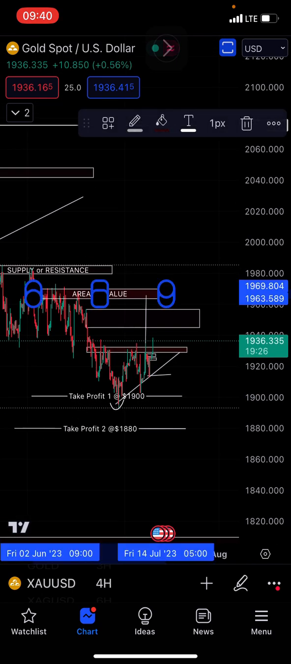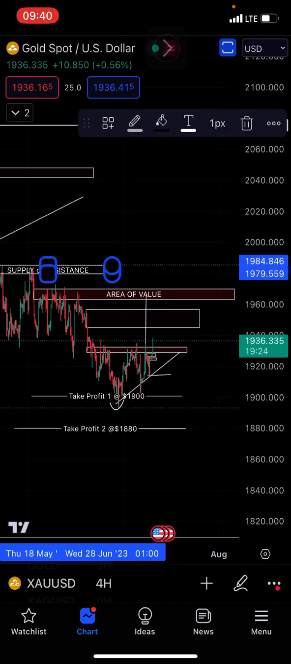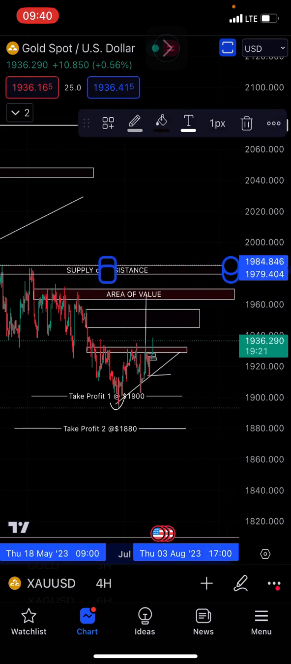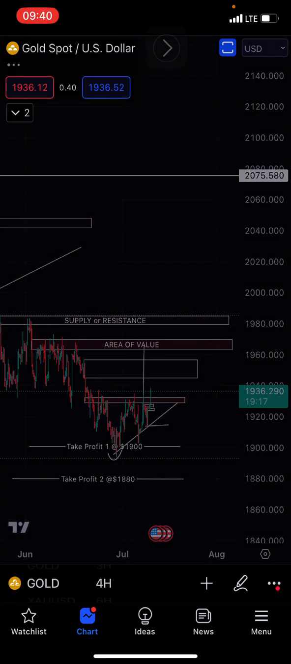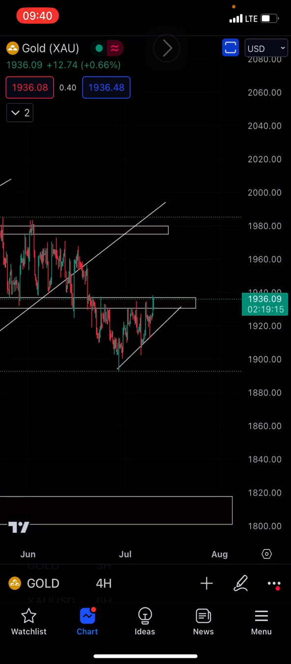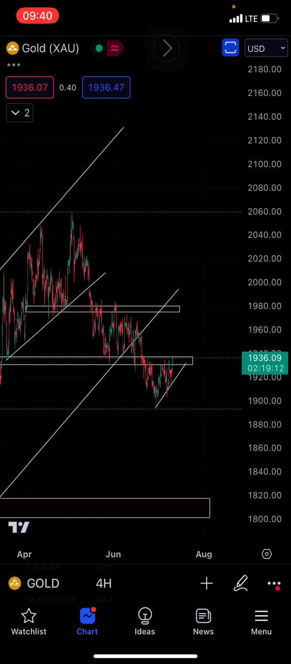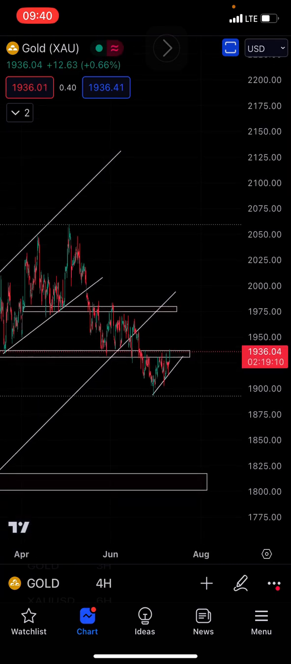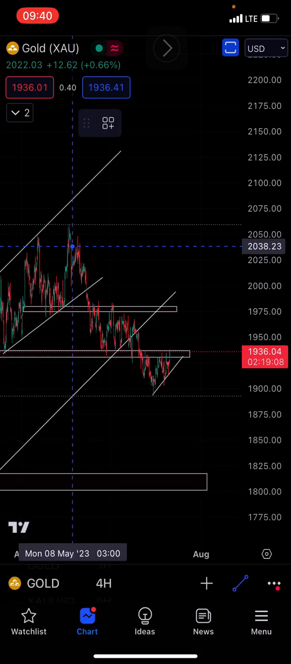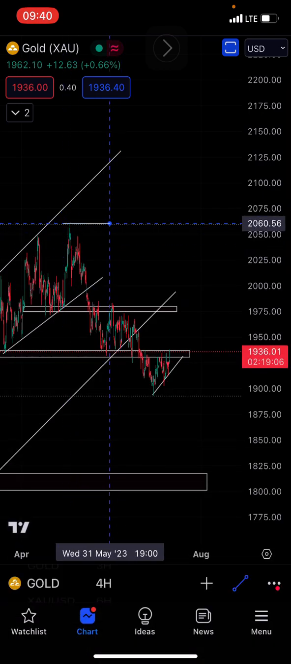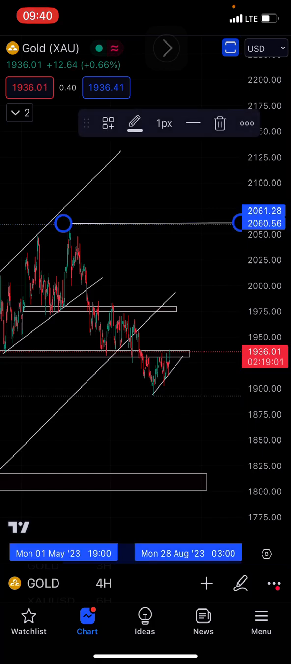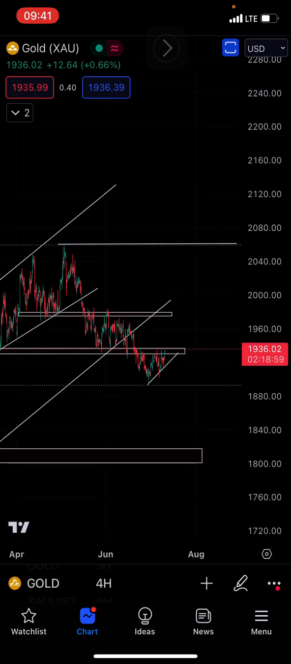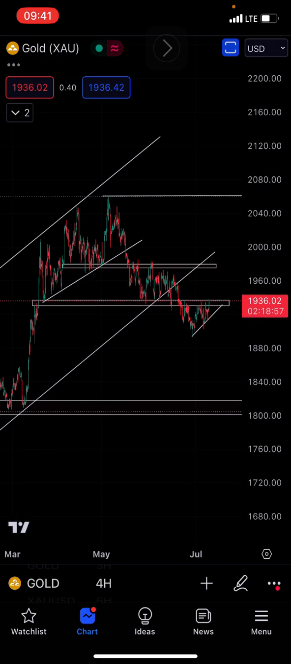So this is what I have for you guys, and I'll be very, very happy to see us breaking all these areas of value from now on to the upside, 1980, and take us all the way back to our all-time high of 2050. That's from here right now about 1100 and something pips to the upside. Are you getting it?